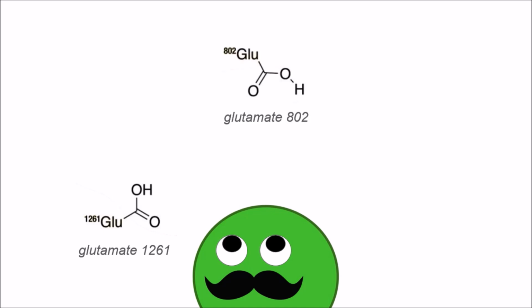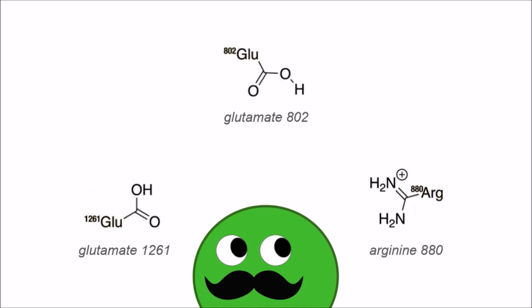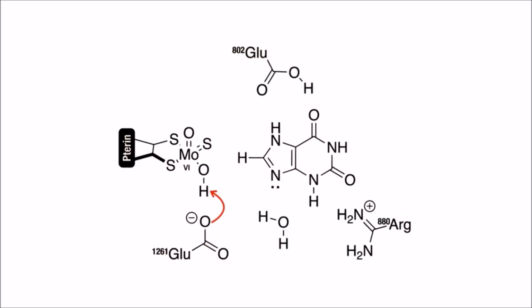Xanthine oxidase has a couple other important tools too. It possesses amino acid residues that are essential for carrying out the oxidation reaction. These residues are glutamate 1261, glutamate 802, and arginine 880. The first step of the reaction is catalyzed by glutamate 802 and glutamate 1261. Though the mechanism is not completely understood yet, we know that glutamate 802 stabilizes a negative charge which holds the substrate in place for the rest of the reaction. After this happens, glutamate 1261 takes over.